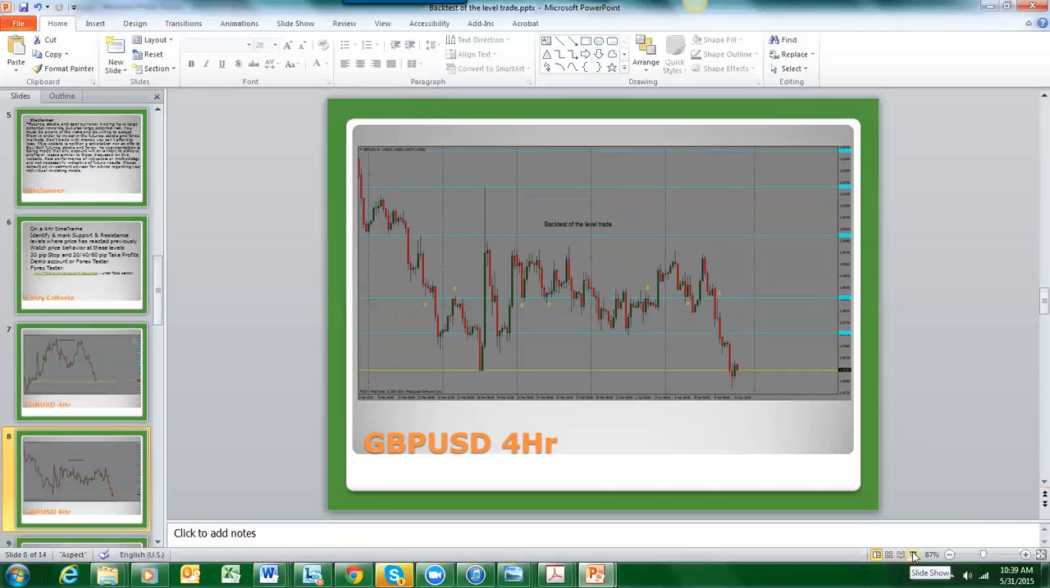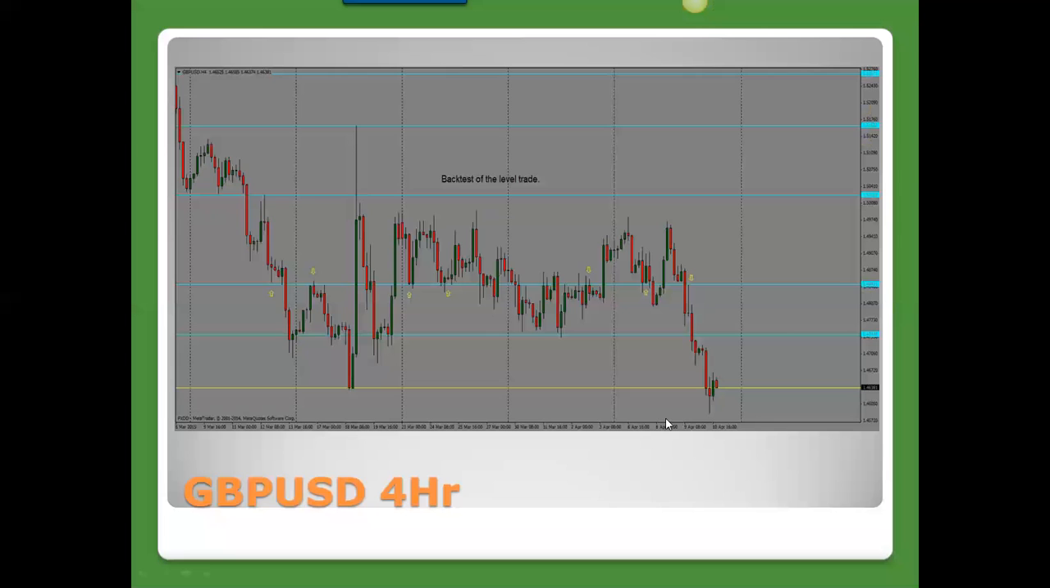So please do feel free to ask your questions, or if you have taken these trades or worked with these levels before, I would love to hear your comments as well. So do feel free to share that.